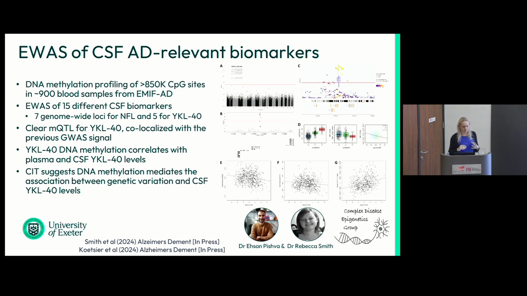And what we did was we went on to do a causal inference test, which suggests that, because YKL40 is a previous GWAS hit as well, DNA methylation actually mediates the association between the genetic variation and CSF YKL40 levels. Obviously, we're measuring DNA methylation in the blood, so that's a hypothesis, but we suggest that if we were to look at YKL40 in the CSF, we could show that the genetic variation in YKL40, which we know is associated with Alzheimer's disease and causes change in CSF levels, is driven by methylation changes.